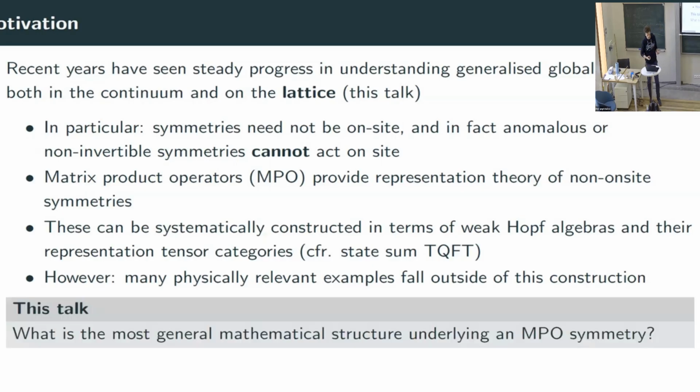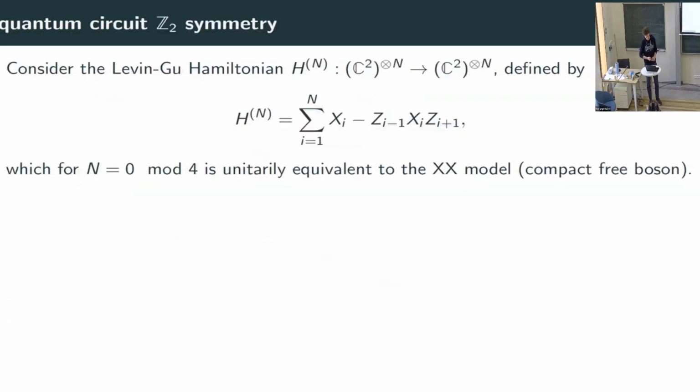So the topic of this talk is, okay, can we somehow relax these weak Hopf algebra symmetries and ask the question, what is the most general mathematical structure that underlies such an MPO symmetry? So that's kind of the context for this talk.